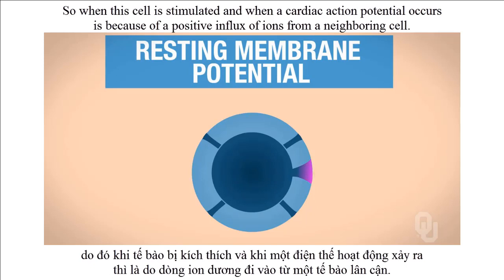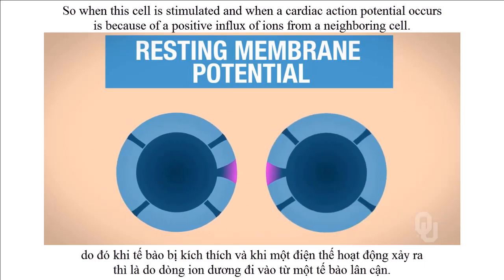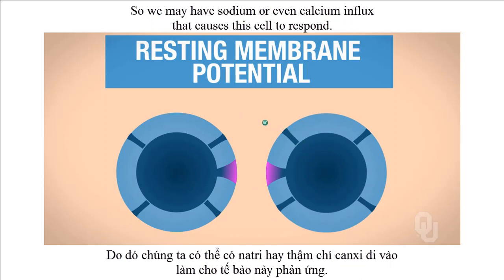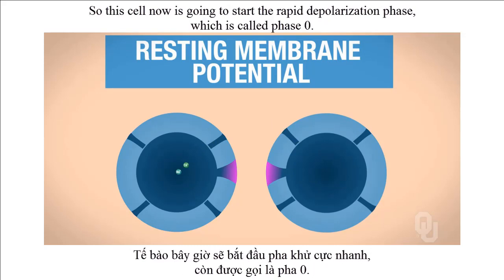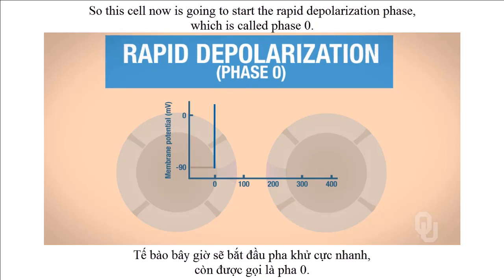So this cell is stimulated, and a cardiac action potential occurs, because of a positive influx of ions from a neighboring cell. So we may have sodium or even calcium influx that causes this cell to respond. So this cell now is going to start the rapid depolarization phase, which is called phase 0.